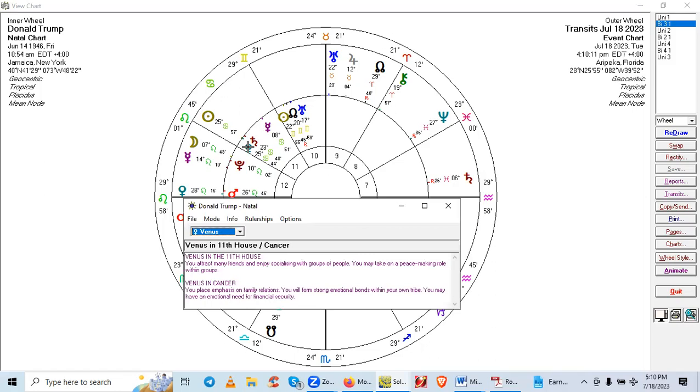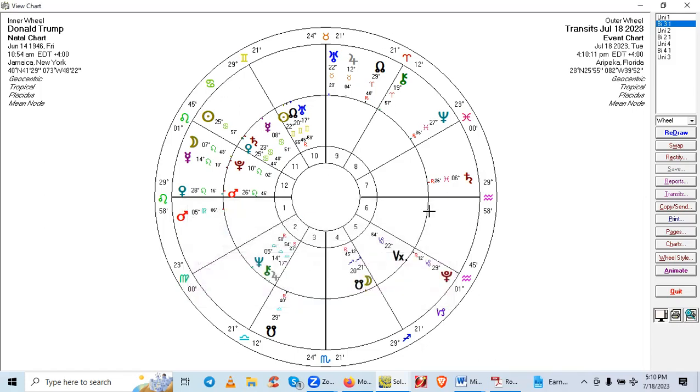Okay. Venus in the 11th house and Venus in Cancer. It's not doing it, just telling me where it's at. Okay. Socializing groups, peacemaking role, emphasis on family, strong emotional bonds within your tribe. You have an emotional need for financial security. All right, so a lot of stuff.